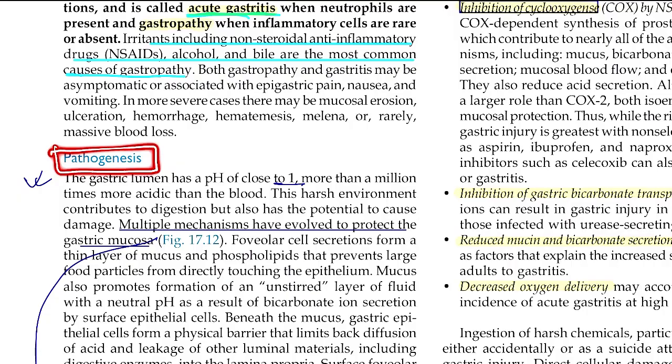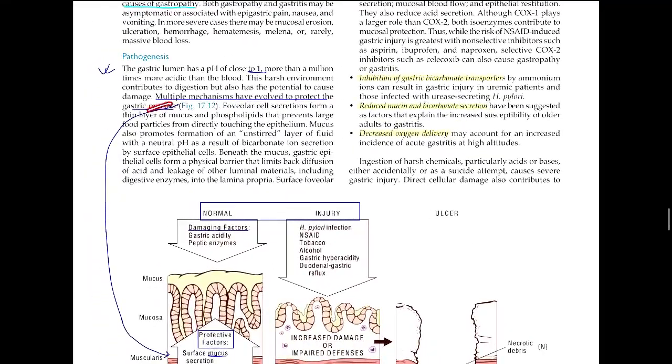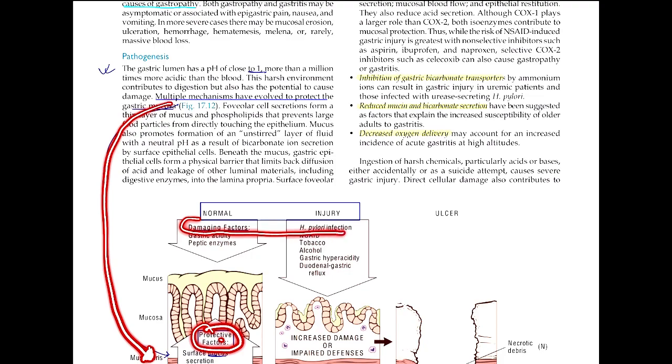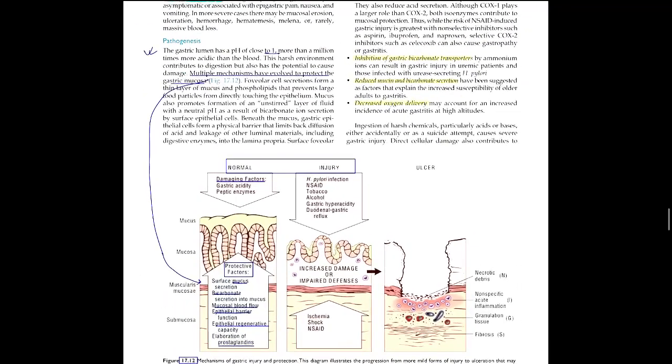it talks about several mechanisms that protect our gastric region. These are included under protective factors, and there are damaging or injurious factors. They try to break the defense mechanism of our body, and because of this imbalance there will be inflammation. These are the main causative agents, as you can see here.